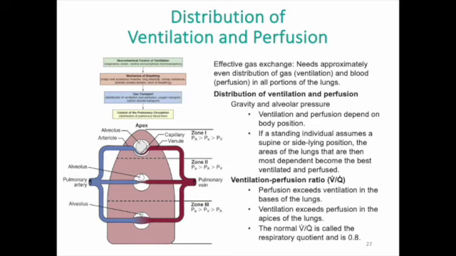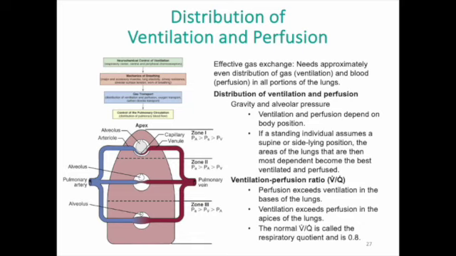In zone two, the alveolar pressure is greater than the venous pressure, but not the arterial pressure. So blood flows from zone two, but it's impeded to a certain extent because of alveolar pressure. Zone two is normally above the level of the left atrium.